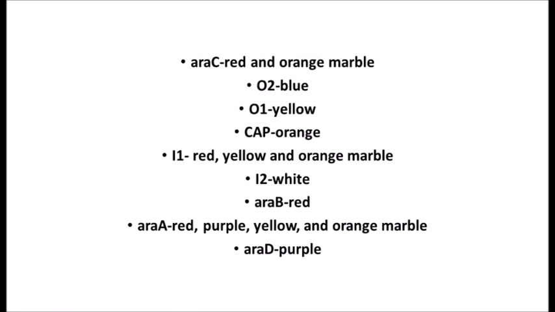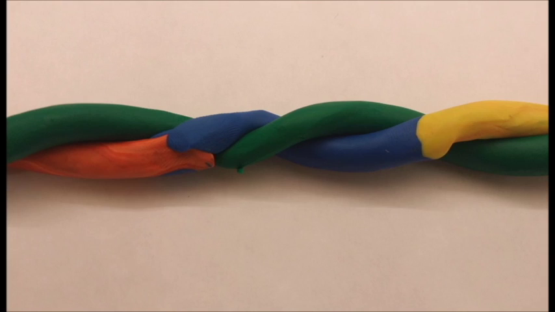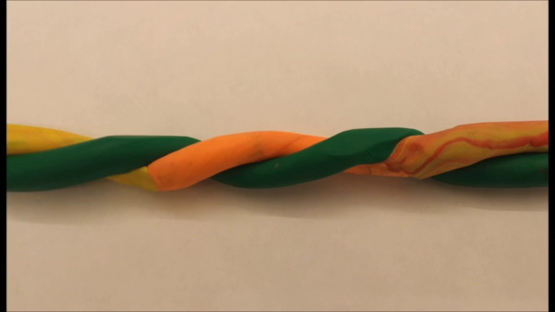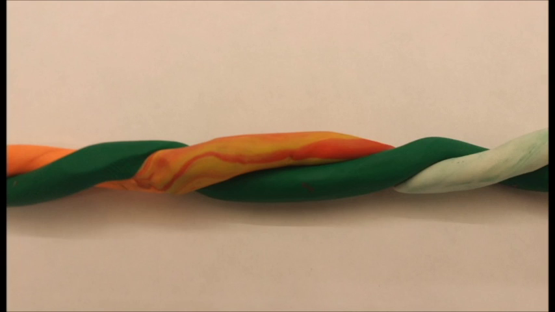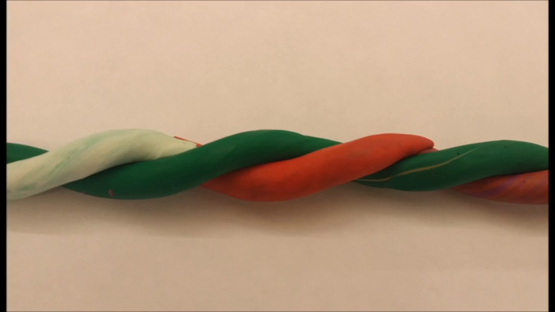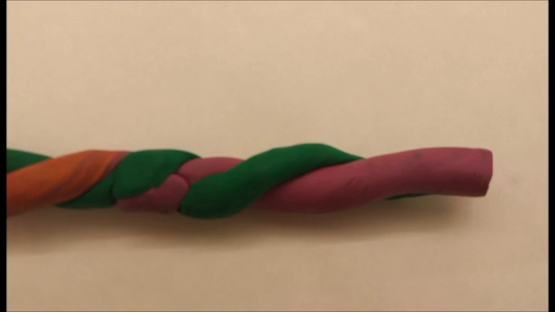In the DNA strand, the red and orange color represents the ROC binding site, blue is the O2 binding site, yellow is the O1 binding site, orange is the cap binding site, red, yellow, and orange is the I1 binding site, the white is the I2 binding site, red is RB binding site. The red, purple, yellow, orange color is RA binding site, and the purple color is RD binding site.